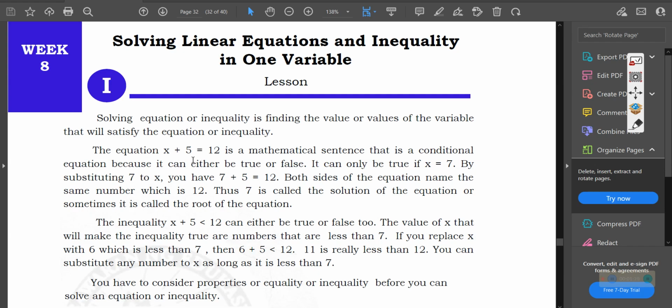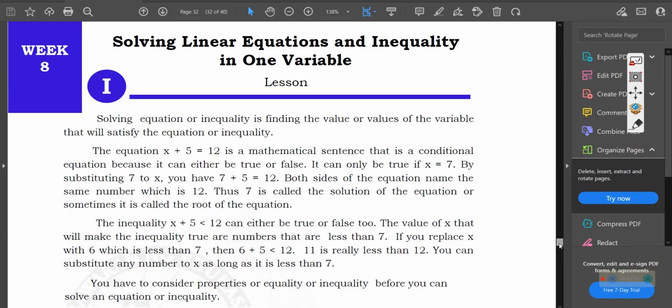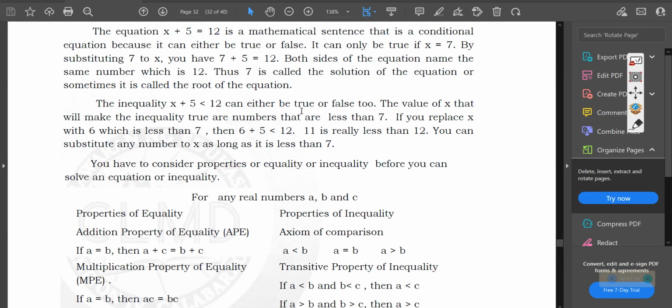So, sabi nga dito, di ba, the equation can be true or false depending on the value of the variable that we are going to use. Same with inequality. It can either be true or false too, depending on the values of x. So, sabi ko rin last time, di ba, kapag equation, we are only looking for one value. Okay? And then, kapag inequality naman, more than one value na po ang ating hinahanap dito. Okay? So, posible rin na infinitely many values po ang hinahanap kapag inequality.